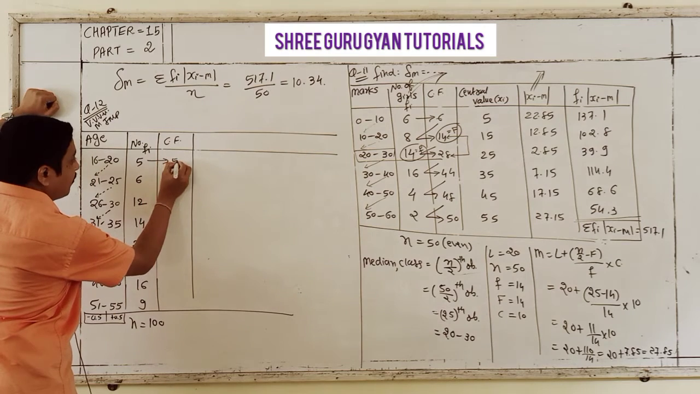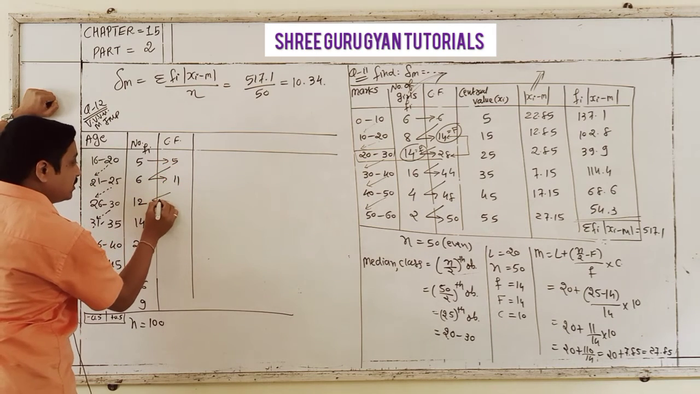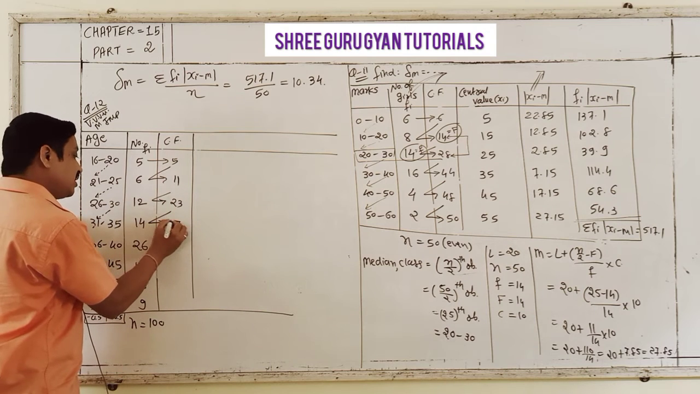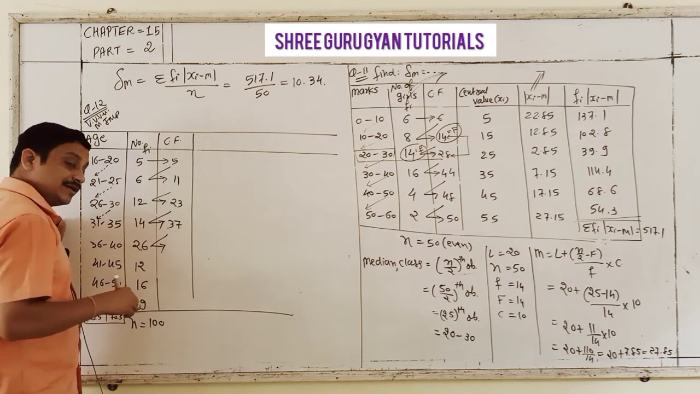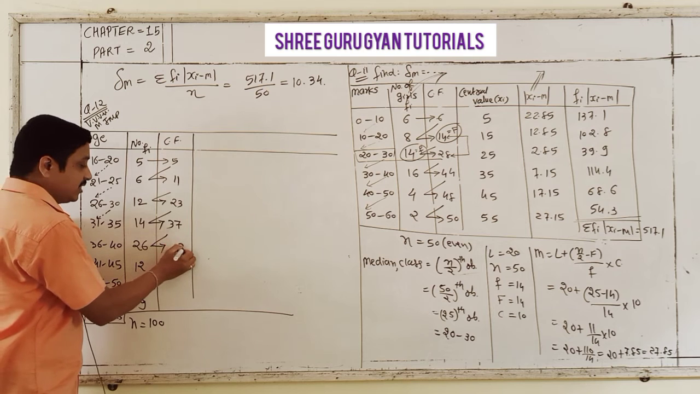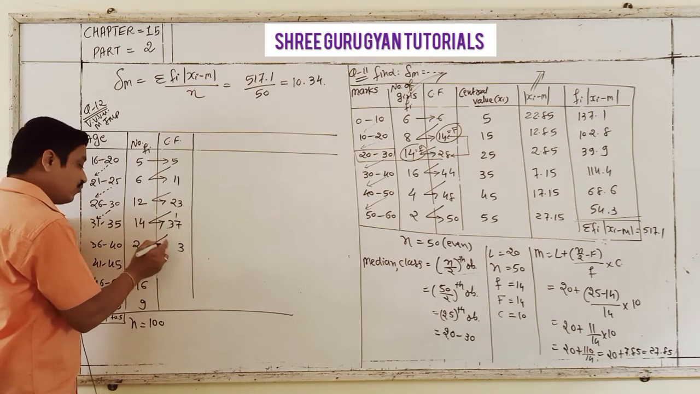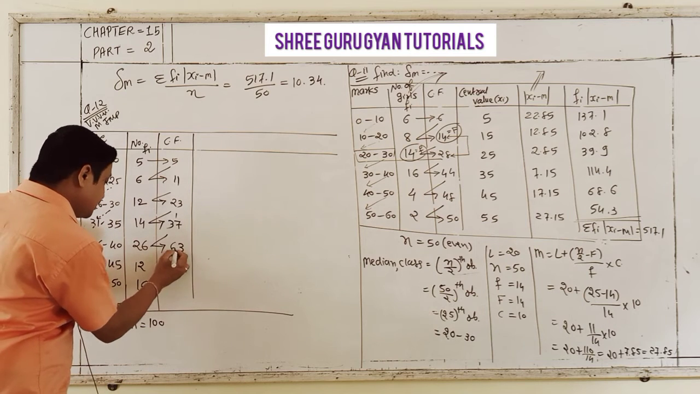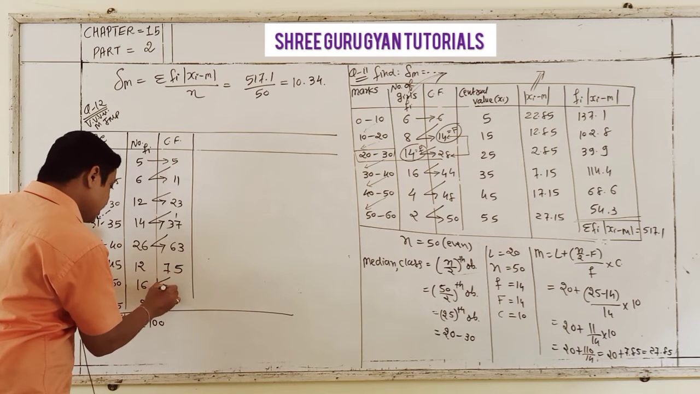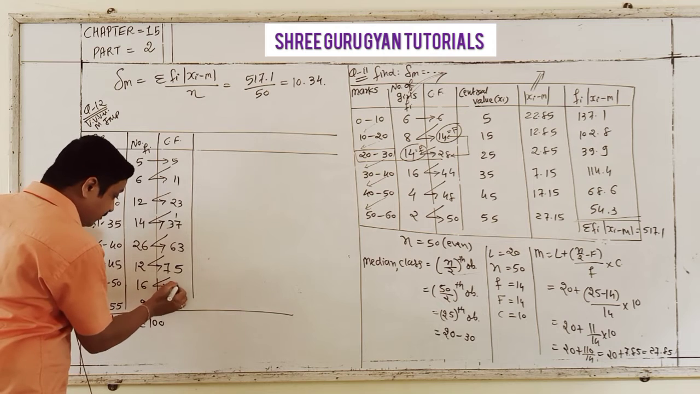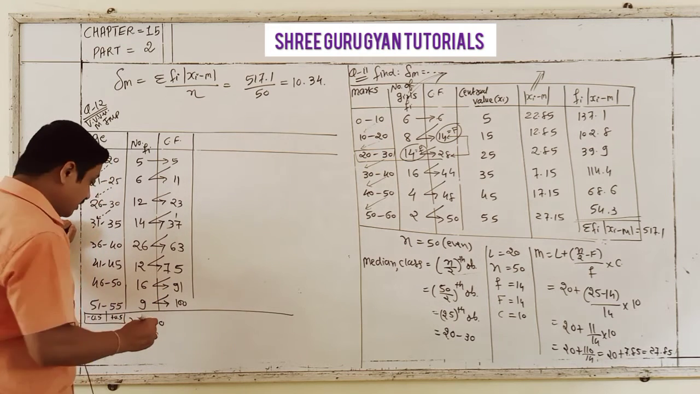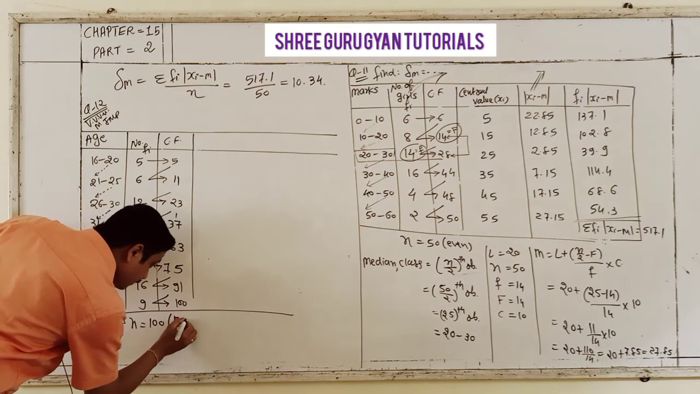CF: 5, 5 plus 6 is 11, and 12, 23, and 14, which is 37, and 26, 63, and 12, 75, and 16, adding them it is 91, and last 91 plus 9 is 100. Now n becomes 100, students.